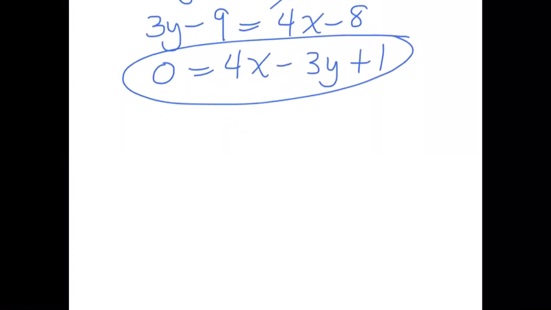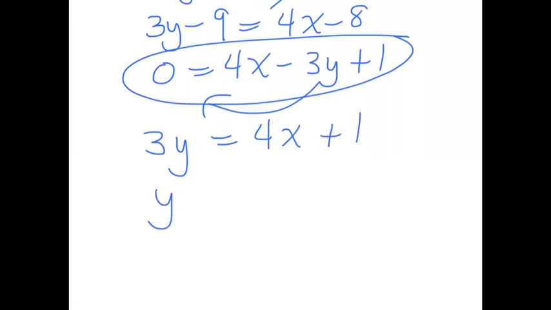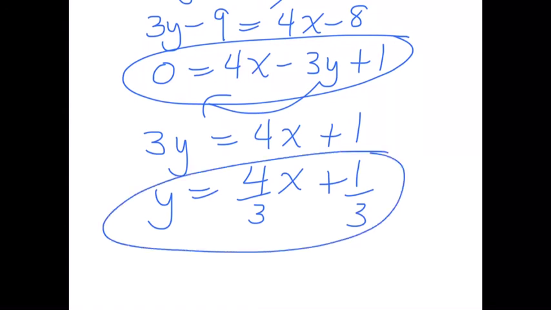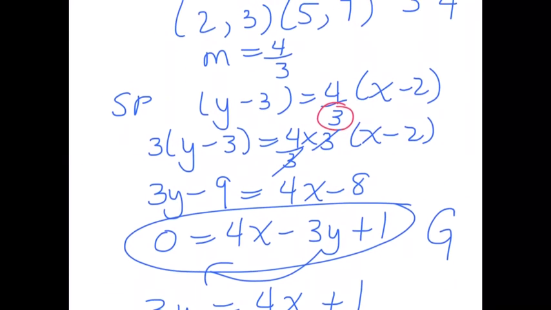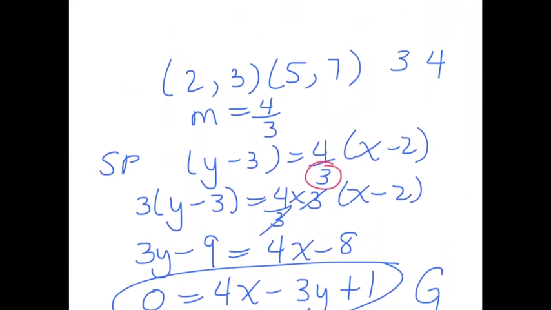And we have to get y by itself. So if we bring the y back, it becomes positive. 3y equals 4x plus 1. Divide both sides by 3. And you get 4 thirds x plus 1 third as your y-intercept. And now you have slope-intercept form. You have general form. And way back here, we had slope point form. So there you have it.